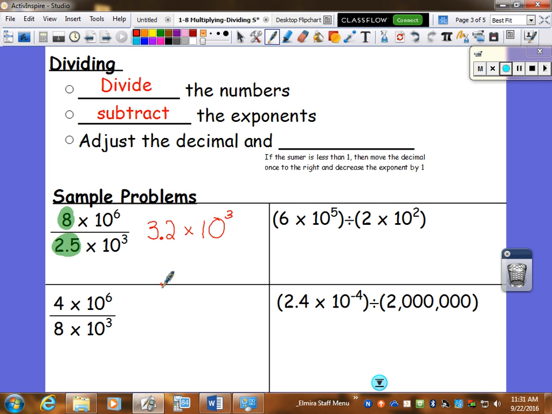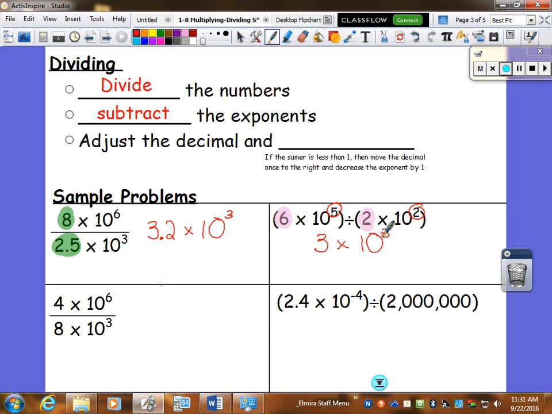The next one. Again, we've got 6 divided by 2. And we get 3 times, bring down our times 10, and then subtract 5, take away 2 is 3.